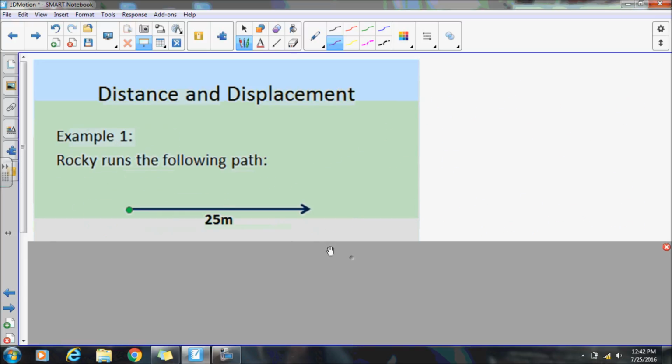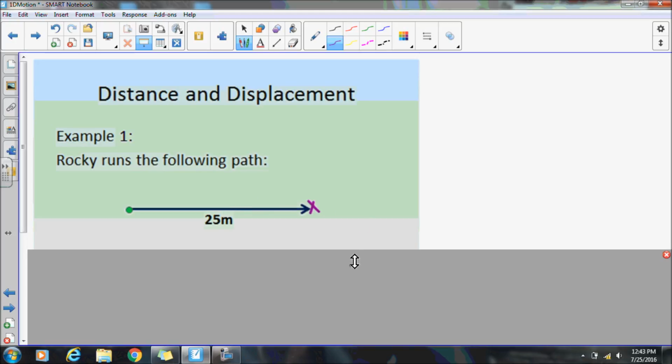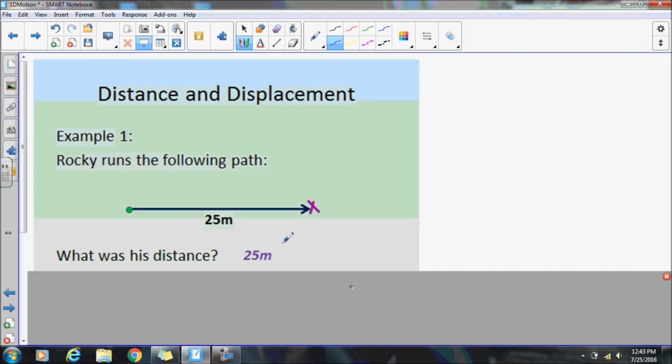So to make sure that we emphasize the difference between these two things, let's do a few examples of this. So in example 1, we have Rocky, and Rocky is running the following path. So he starts at this point and he ends right here. This arrow indicates a length of 25 meters. So question 1 is, what is his distance that he covers? Well, he starts here, he follows this path to this point, which is 25 meters. So his distance is 25 meters.